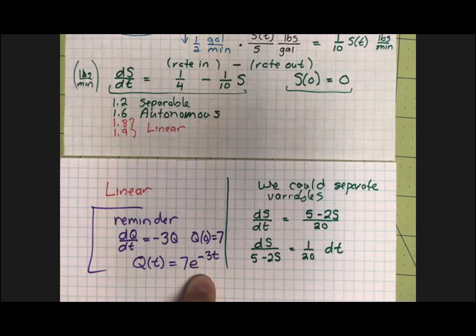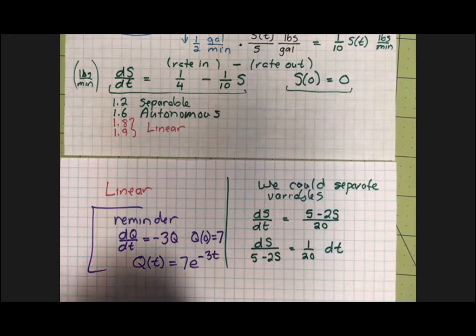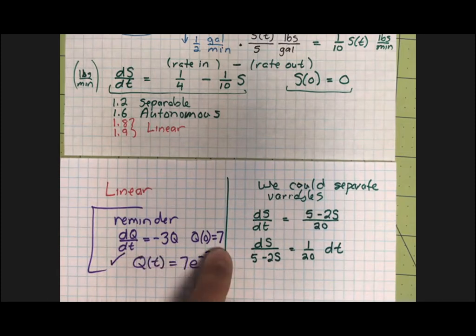Now let's use our knowledge of existence and uniqueness to justify why I'm allowed to do this. Essentially, I'm allowed to do this because it works. Let's try it out. What's the derivative of 7e to the minus 3t? Minus 3 come down, minus 3 times 7e to the minus 3t. But what's minus 3 times 7e to the minus 3t? It's minus 3 times 7e to the minus 3t. So this function clearly satisfies the differential equation. This function clearly, put in t equals 0, satisfies the initial condition. So this is clearly a solution to this problem.